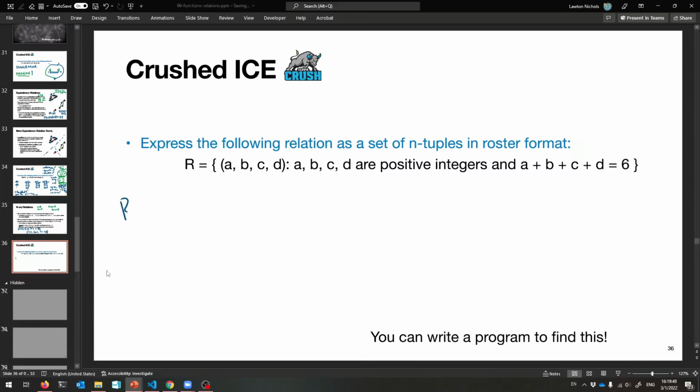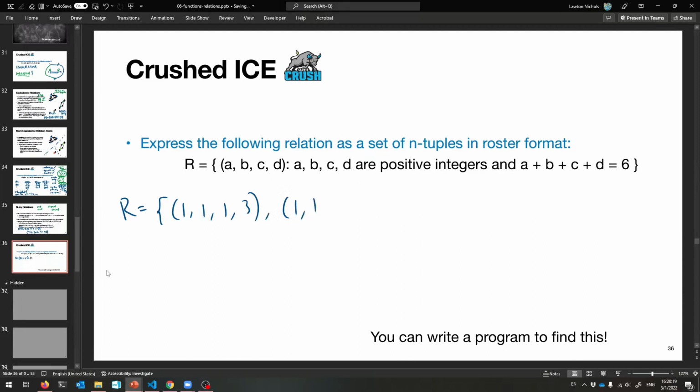All right? So for example, let's think of a nice ordering for this. 1, 1, 1 would force the last element to be 3, right? Because it needs to add up to 6. So this is one element of this relation R. You see that? 1 and 1 and 1 and 3 are all related under this relation. Okay? In that order. That is a fine relationship because they add up to be 6 and they're all positive integers.